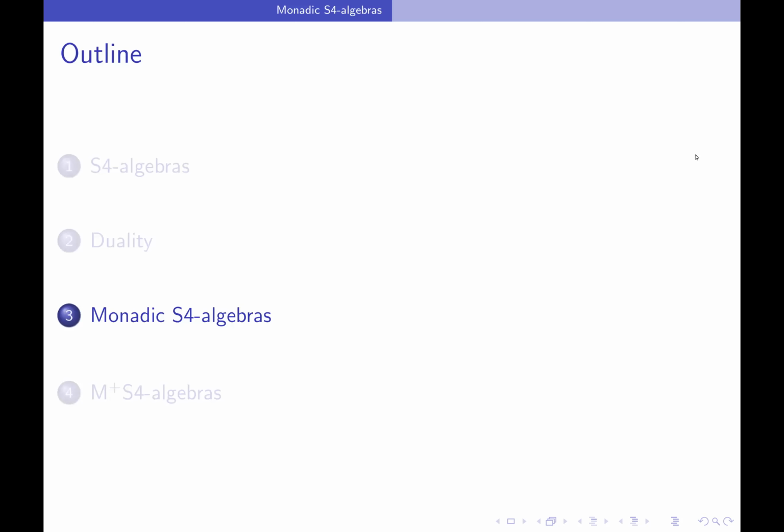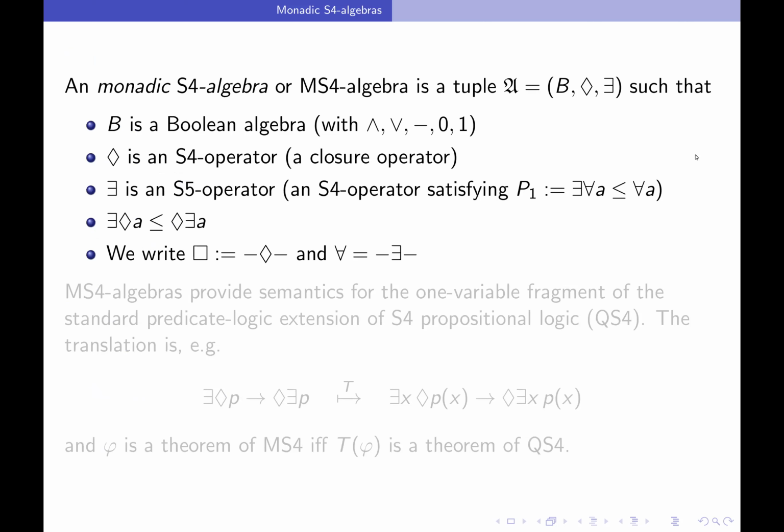Okay, so let's finally talk about monadic S4 algebras. All the intuition to understand these you have from S4 algebras, they're very much like them. So we have another unary operator. We have a tuple this time of a Boolean algebra, then a closure operator diamond, and then E. So what are the rules here? Again, diamond is an S4 operator or a closure operator. And this E is going to be an S5 operator, which is just an S4 operator of depth 1.